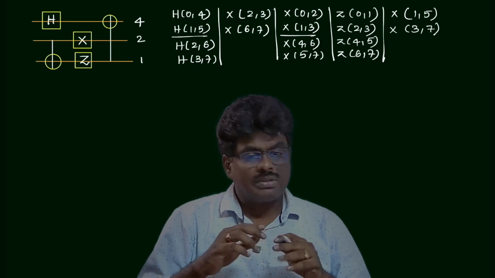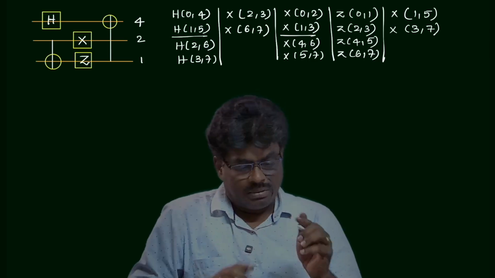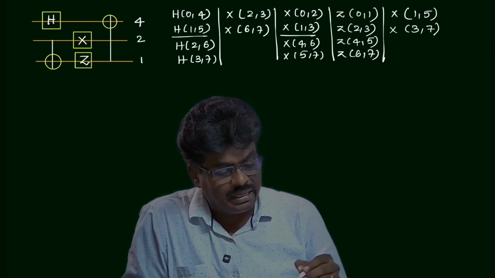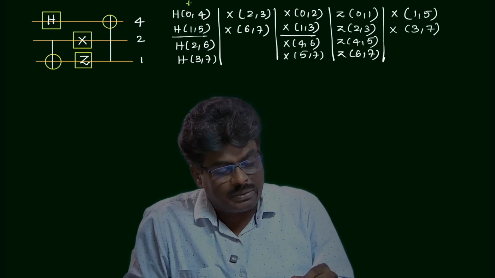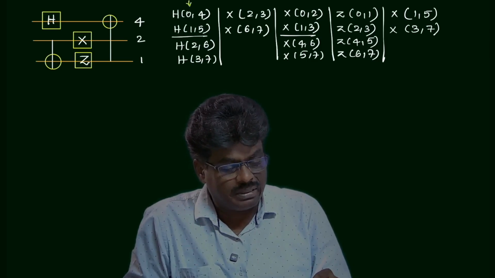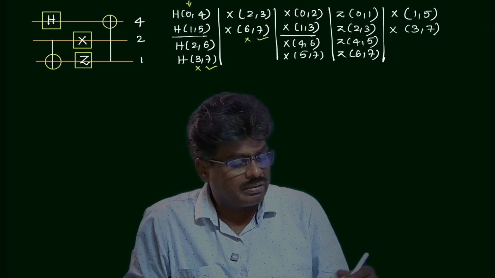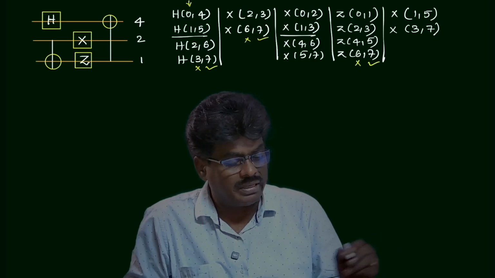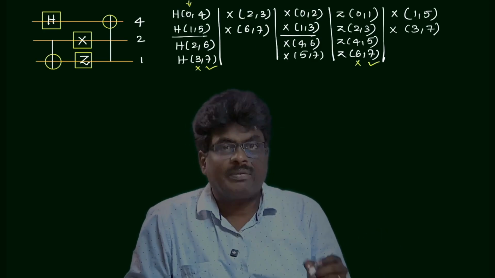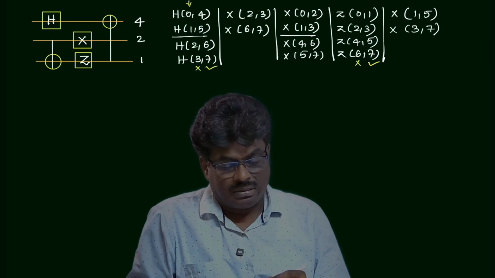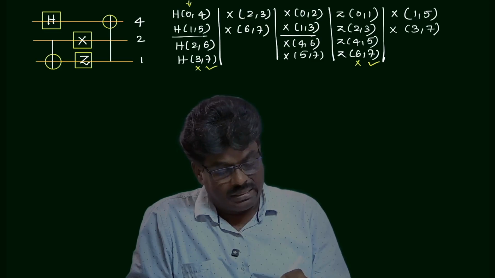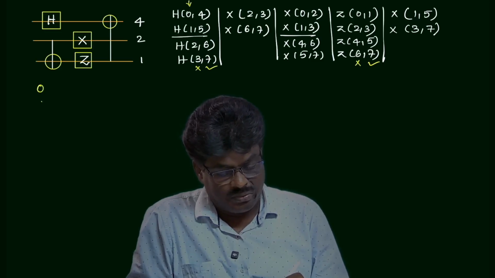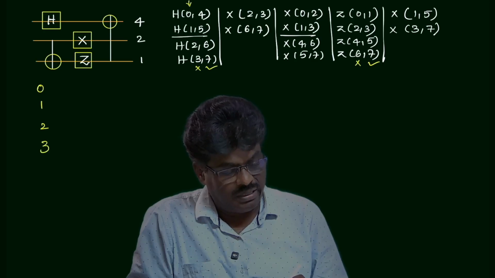Fine. So once you got all these things, now take the initial state. I told you one small technique: whenever the Hadamard operation is there, better to take these first numbers in that bracket, off, on, off, on. So this is off on like this. For X it is not required, it's just a flip. Okay, so I'm taking the initial state as 0 1 2 3.